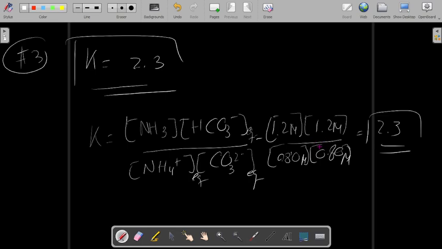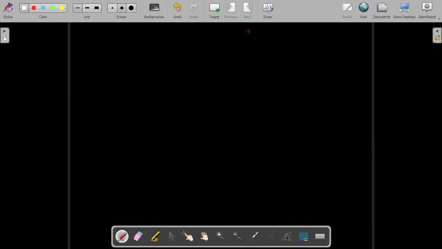Okay? And what does it mean to be 2.3? Let's talk about this for a minute. This is bigger than 1. Being bigger than 1 means that your products right here are larger than your reactants. So this is shifted towards the product side. Okay? Although they didn't ask you that, here you go.